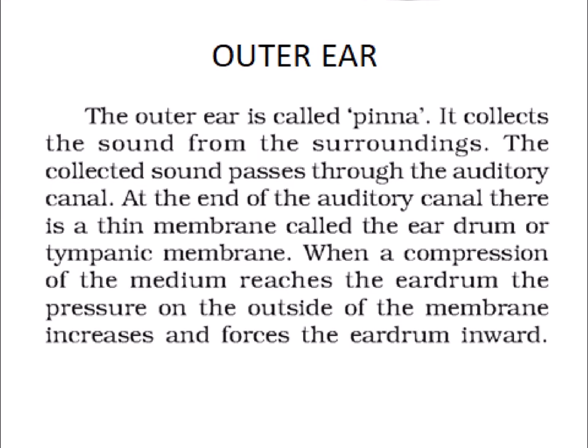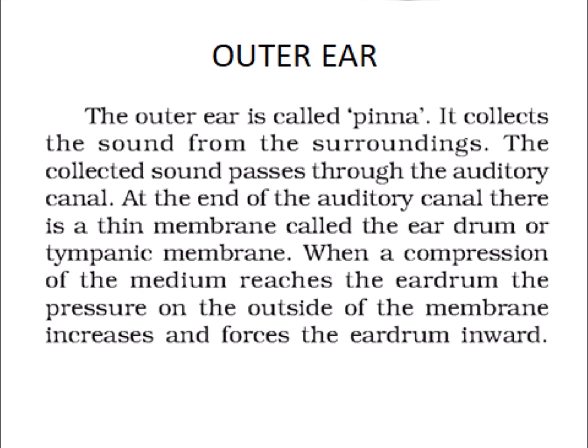Outer ear. The outer ear is called pinna. It collects the sound from the surroundings. The collected sound passes through the auditory canal. At the end of the auditory canal, there is a thin membrane called the eardrum or tympanic membrane.